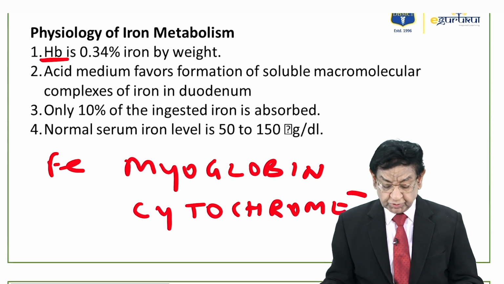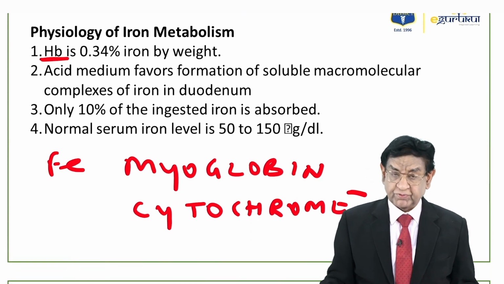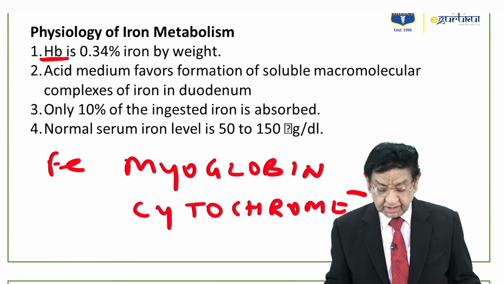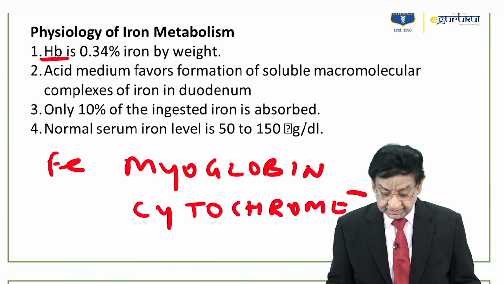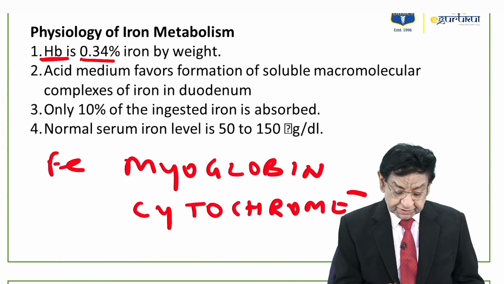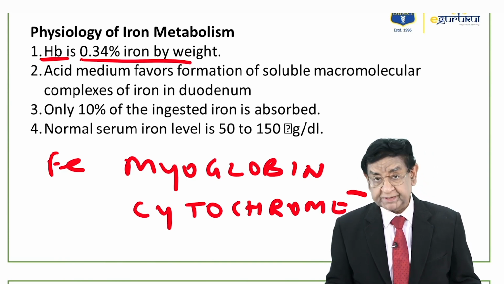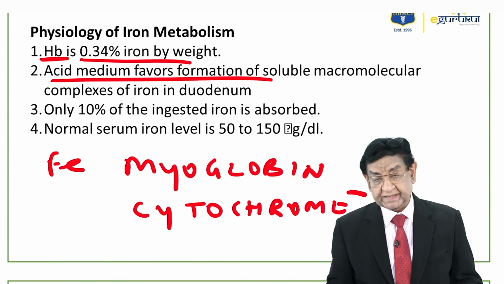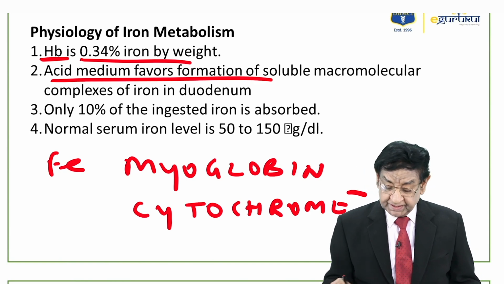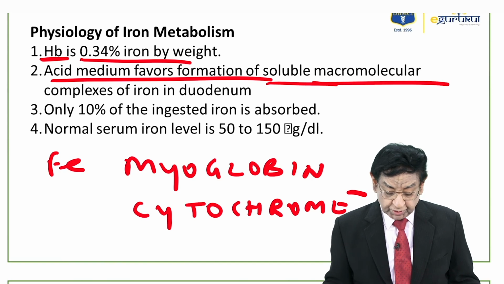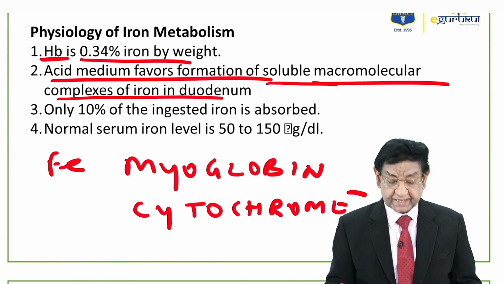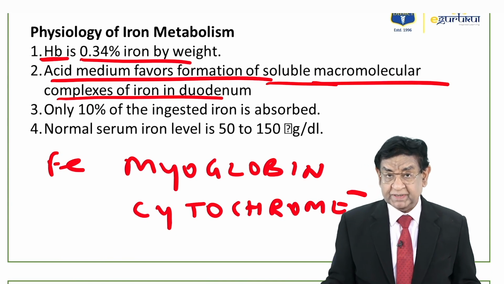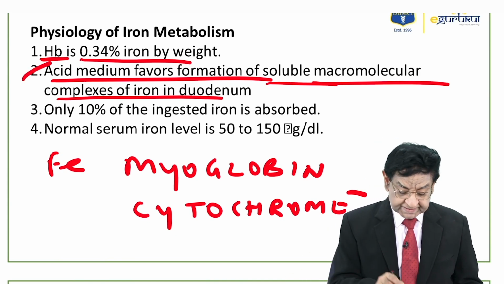These are the two other molecules which also have iron, but for all practical purposes, hemoglobin is the most important molecule which contains iron. It has 0.34% iron by weight. Now, when we use any acidic media, especially in the stomach, it forms the soluble macromolecular complex of iron in the duodenum. How it happens, I'll be talking to you in the next slide.